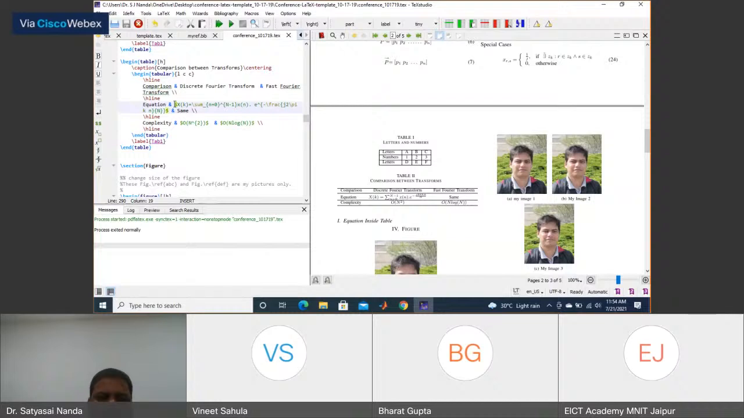Within the table, when I am writing, I have to write within the dollars. So within the dollars, I have written the equations over here. You can observe O(n) square also I have written inside the dollars. O(n) log n also I have written inside the dollars. And between each column, I am putting this ampersand, so that demarcates the column from one to another. So this is how you can write the tables: begin table and end table, and inside begin tabular and end tabular, you can write the equations inside the table.